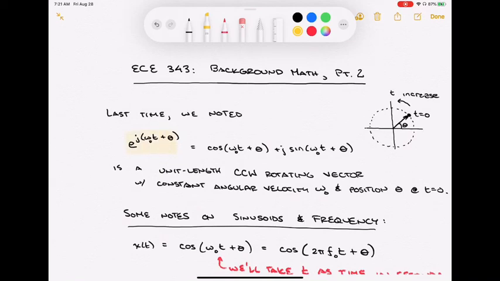e to the j omega naught t plus theta, through Euler's form, we know that can be broken into a cosine piece and a sine piece. One of the ways we can think about this particular signal is that it can be visualized as a vector in the complex plane. It's a unit length vector, so I'm going to go ahead and highlight that in red here. The initial angle, initial being at time t equaling 0, is theta from the positive real axis. And then that guy just sits there and rotates in a counterclockwise way as t increases. That's assuming that omega naught is positive.